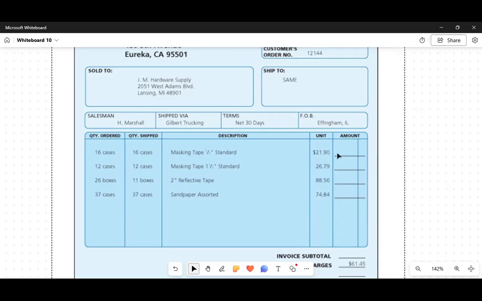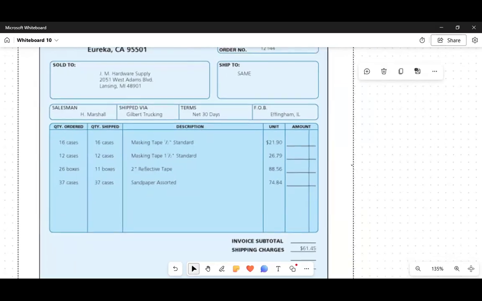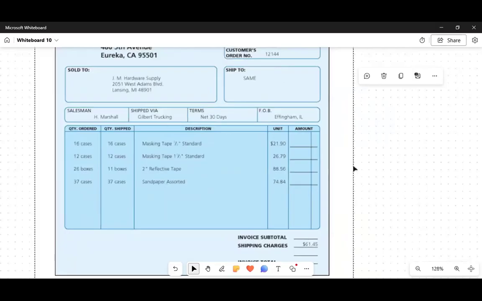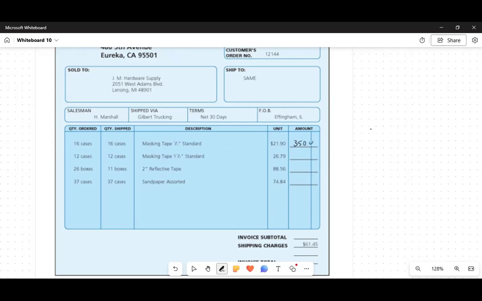And so what I'm going to do is add all that up. If they're $21.90 a unit and I got 16 of them, it would be $21.90 times 16. And that would give me a total of, hopefully I don't mess this up here, $350.40. The 12 cases of masking tape, 1.5 inch, for $26.79 comes out to $321.48.